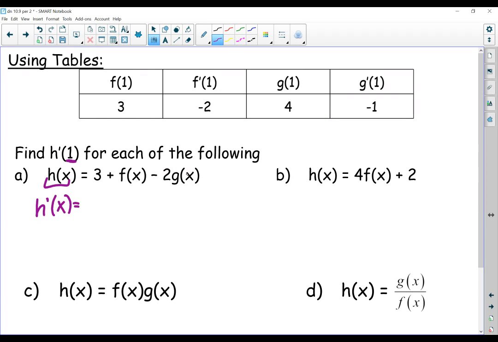So I'm going to take the derivative of each piece since it's a sum and difference. The derivative of 3 is 0. Now the derivative of f of x, I don't know what f of x is.